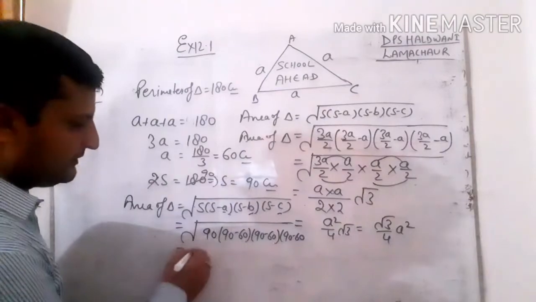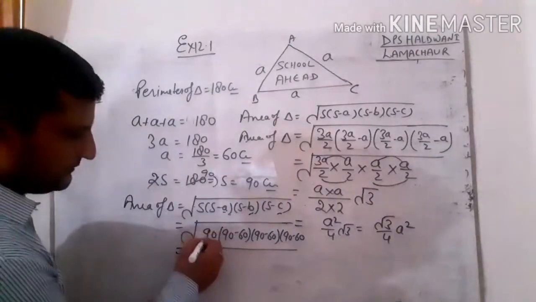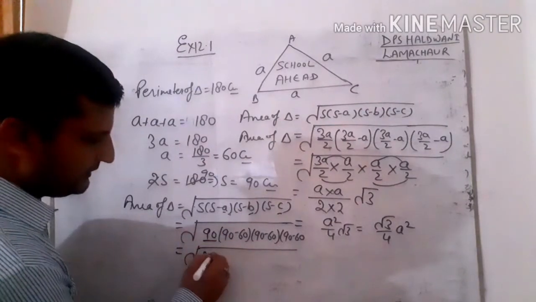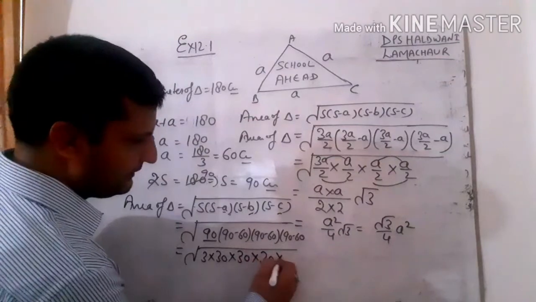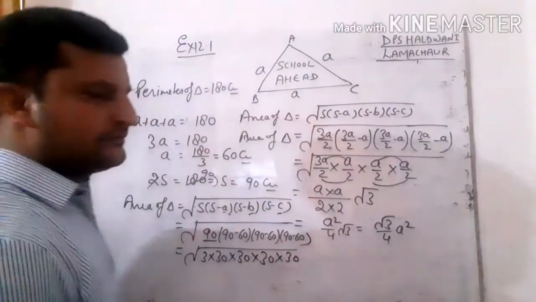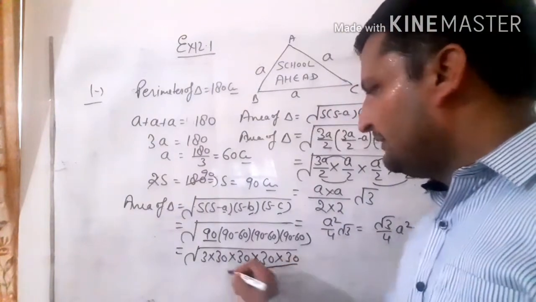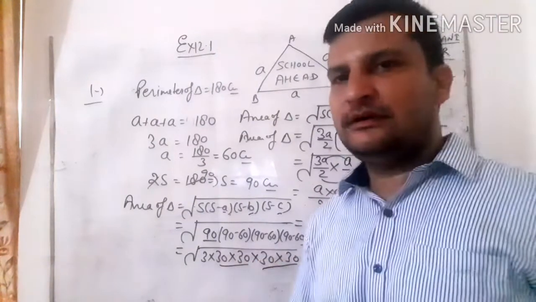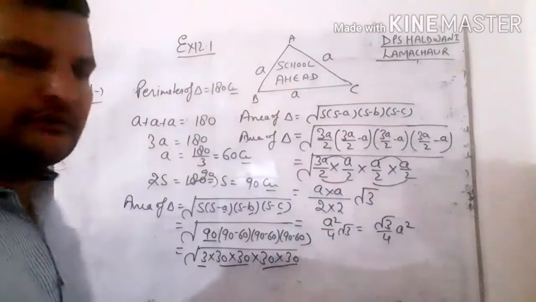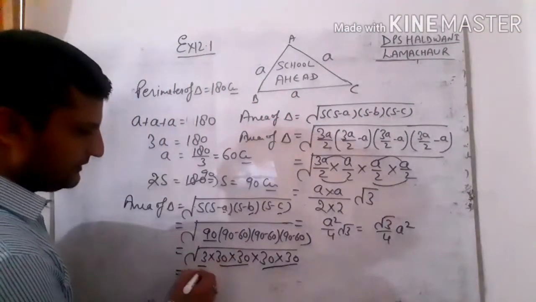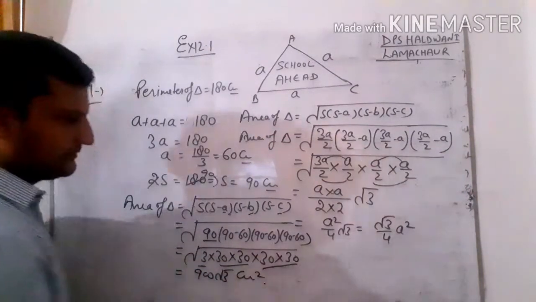Now we have to solve it by the square root method. Square root method means we can write 90 as 3 into 30. 90 minus 60 is 30, 30 and 30. So students, there are four 30s coming. So we can make a pair: 30 into 30, and one more 30 into 30, and 3 is left, which means root 3 is left. So what can we write, students? We can write 30 into 30, which is 900 root 3 centimeter square.